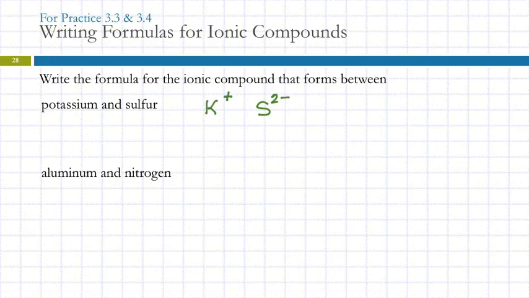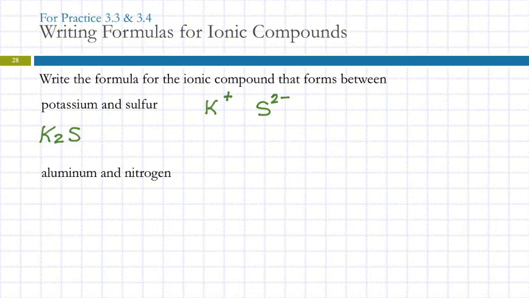We need 2 potassiums and 1 sulfur. So we'll write K2S. Now many of you just see that and you're like, oh yeah, I see how that works. Other people don't, and that's okay. There's different ways to think about it. We can just draw pictures, which can be very helpful in the beginning.